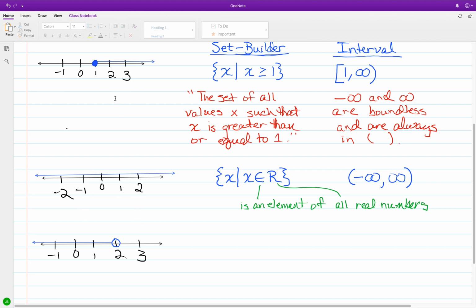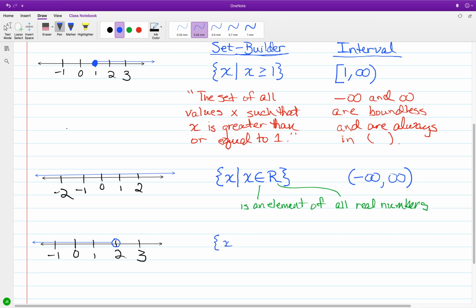When we had a closed point on 1, the closed point indicated that 1 is part of the graph. In the case of the open circle on 2, because that circle is not closed, 2 is going to be left out of the system. So everything else that belongs in the graph is going to be less than 2. For the set builder notation, we're going to have the set of all values of x such that x is less than 2.